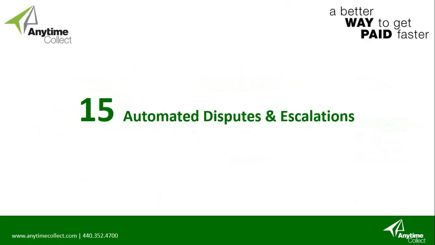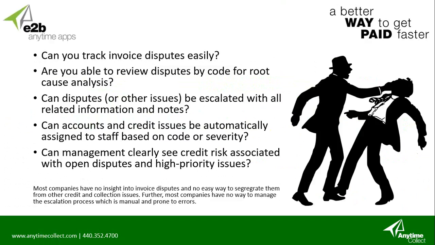Number 15, automated disputes and escalations. Hopefully your dispute management does not look like the shadow figures here. But disputes are going to occur no matter what happens, no matter what we try to do to prevent them from happening.